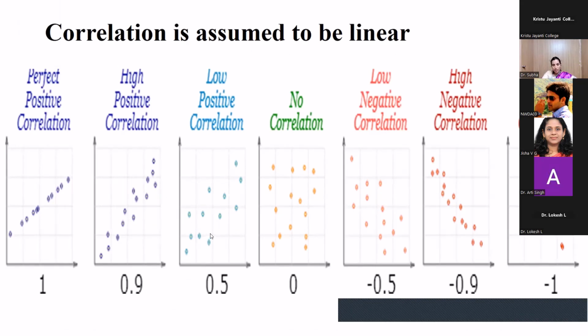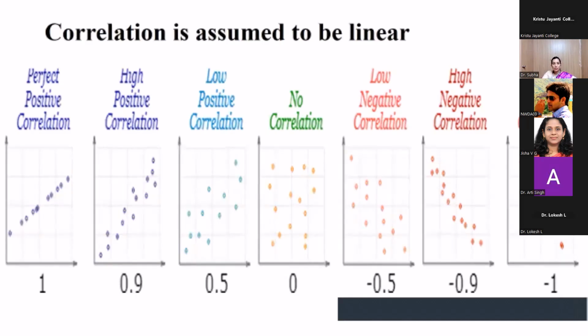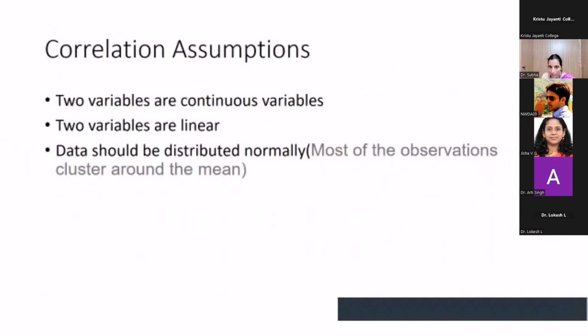Based on the values, you can infer the direction, as well as whether the relationship is strong or weak. Before going into the analysis, the main thing to keep in mind is that correlation analysis has some basic assumptions. Your data should meet all these assumptions, and only after fulfilling them can you do the analysis.